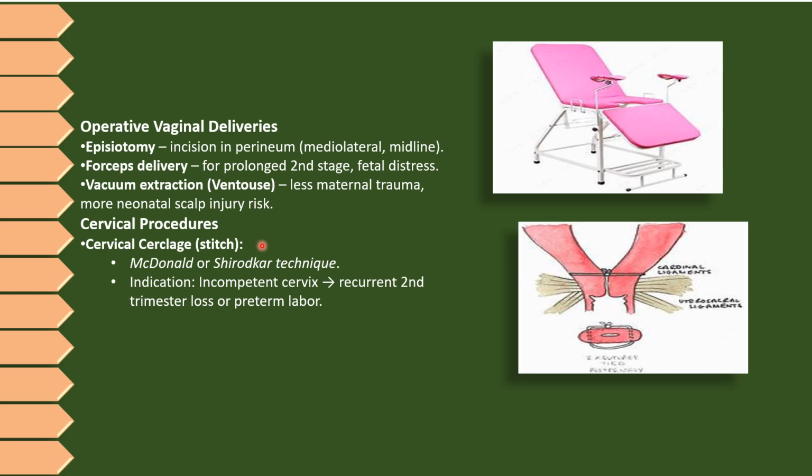Another important obstetric intervention is a cervical cerclage. This involves placing a stitch around the cervix to prevent it from dilating prematurely, which can lead to premature labor. Techniques like McDonald's or Shirodkar methods are used. I will discuss them further in the next lectures. The procedure is particularly beneficial for women with a history of recurrent second trimester losses or preterm labors due to cervical incompetence.